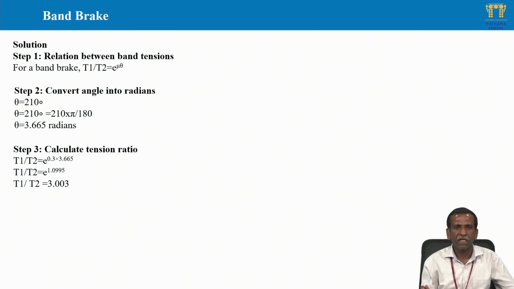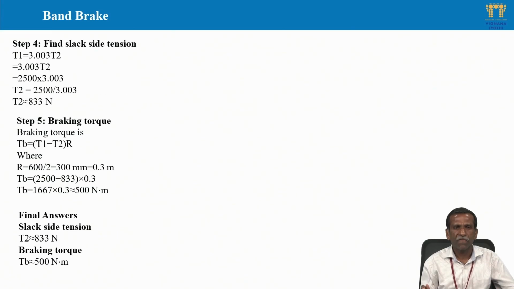So we get theta in radians as 3.665, and T1 by T2 as 3.003. After substituting T1, T2 is 833 newtons. Braking torque is T1 minus T2 into R. The diameter is 600 mm, so the radius is 0.3 meters, and the braking torque can be evaluated.